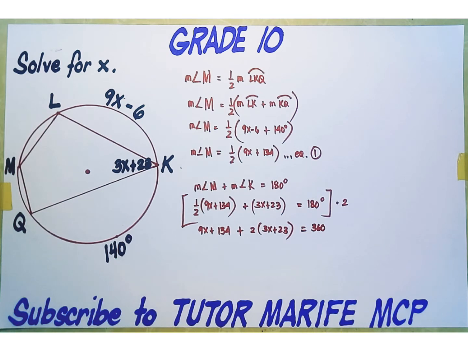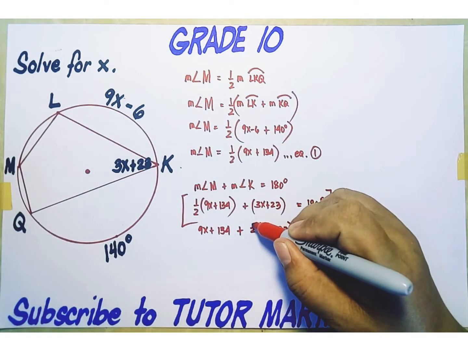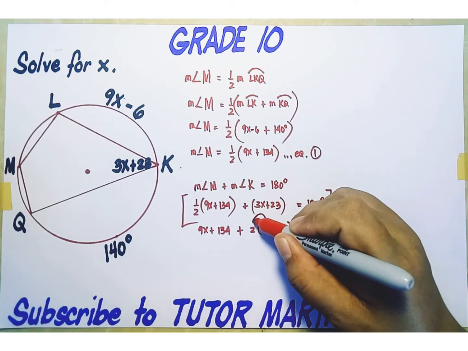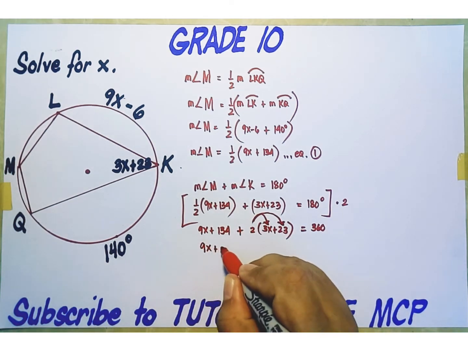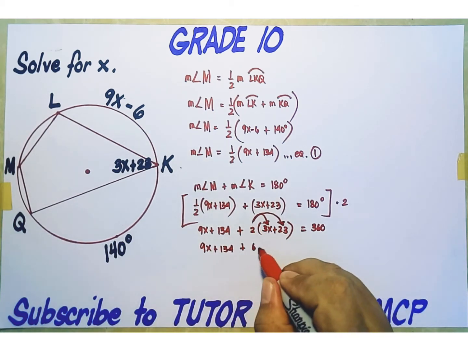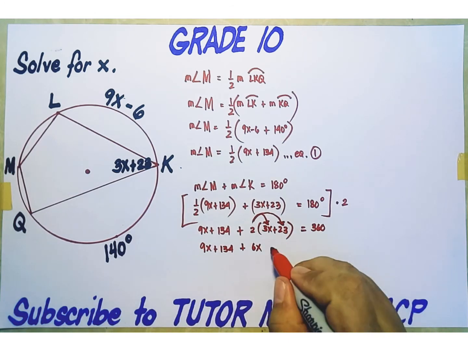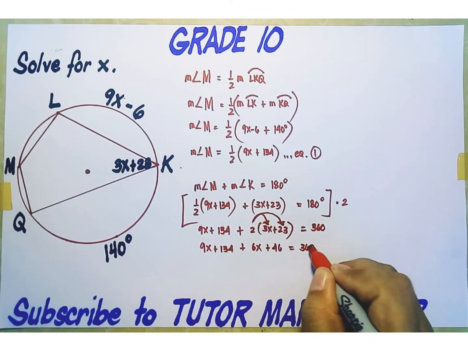Next step. We are now solving an equation that involves parentheses. So let's clear the parentheses using the distributive property of multiplication. Distribute 2 into each of the terms inside the parentheses to eliminate the grouping symbol. Copy 9x plus 134. 2 times 3x is 6x. 2 times 23 is 46. This is equal to 360.